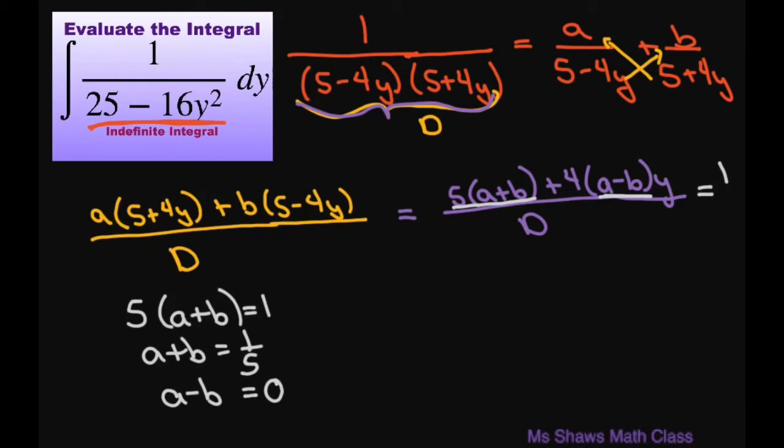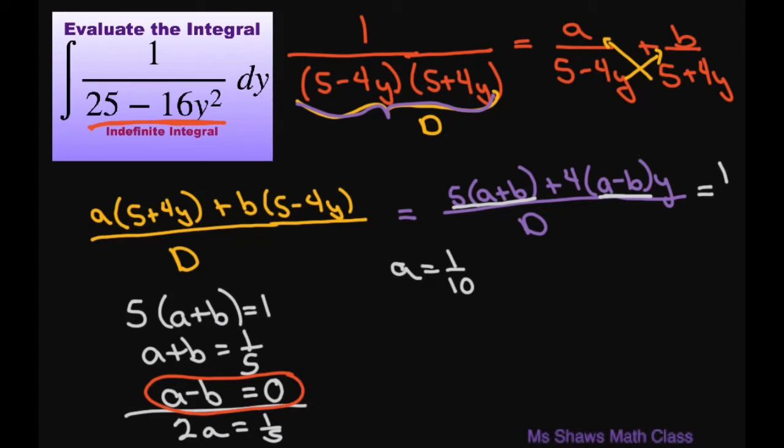Once you get that, if you add this up, you're going to get 2A equals 1/5, or A equals 1/10. If A is 1/10, and I substitute it back in here, then B has to also be 1/10, because A minus B is 0. And remember, we're setting this to 0 because we don't have a y. So I could write my numerator as 1 plus 0y. So when you equate the coefficients, you would have a 0 there.